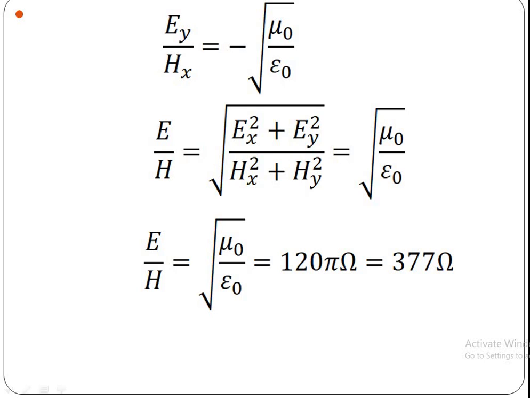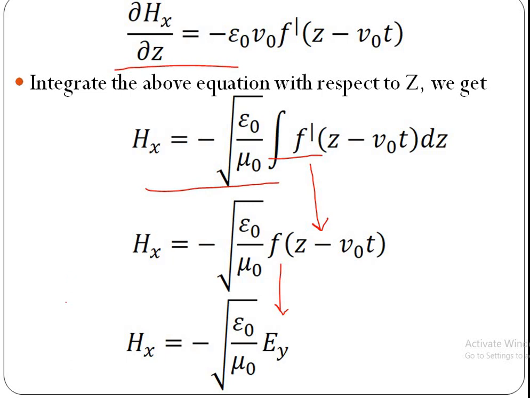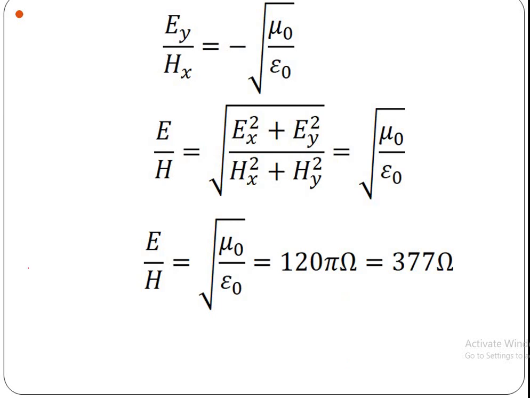and this equation becomes Ey by Hx is equal to minus square root of mu naught by epsilon naught. Take it as equation 12.